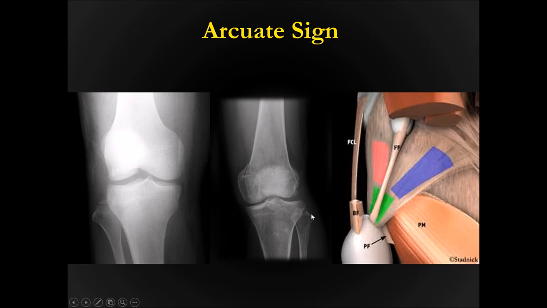So this tip of fibula is the attachment of the LCL. Okay. So this also has fibula fracture. We call this arcuate sign. Arcuate sign is the avulsion of the tip of the fibula.